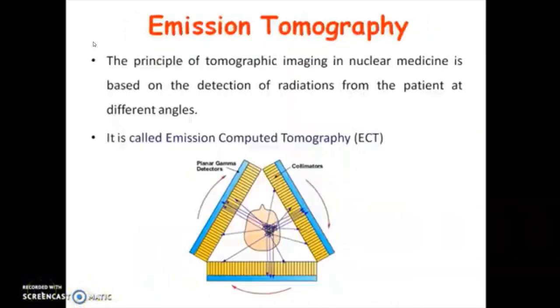Now let us see the second subtopic in this session, called emission tomography. The principle of tomographic imaging in nuclear medicine is based on the detection of radiation from the patient at different angles. It is called emission computed tomography. It is similar to the CT scan, where the patient lies on the table and the CT scanner rotates around the patient. Similarly, here also the patient lies on the table and the gamma camera moves around the patient 360 degrees. Hence, this is called emission computed tomography.